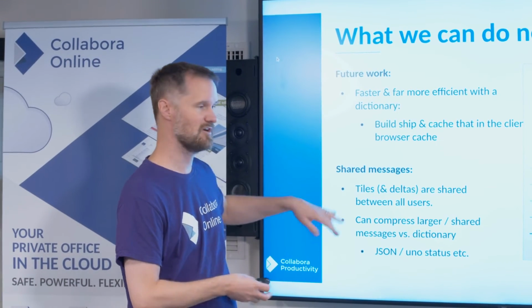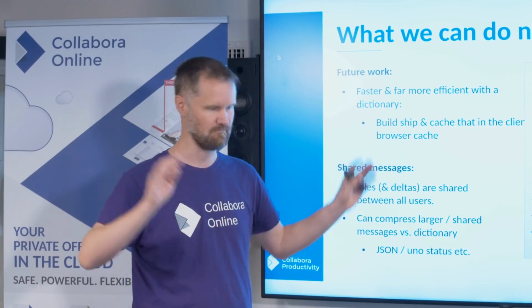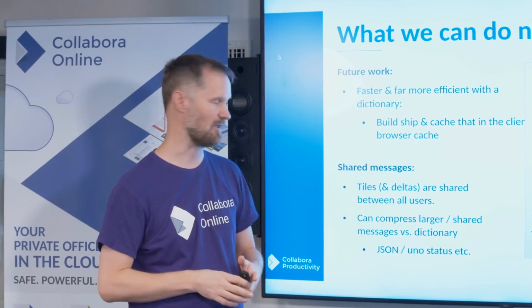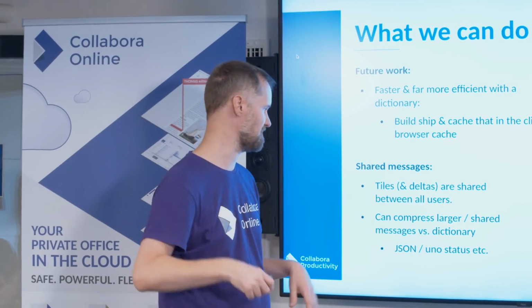So other things that we should compress. Tiles are currently shared between all users, so every user has the same view. So we compress once and serve to 30 people in a meeting, something like that. So that's kind of cool. And the same for deltas. They're also on top of those.